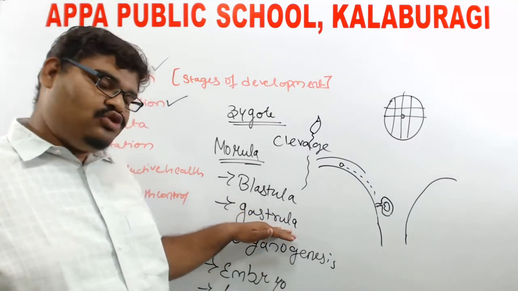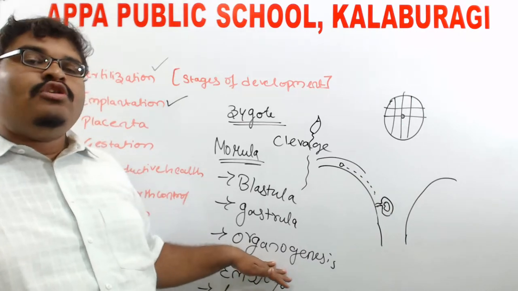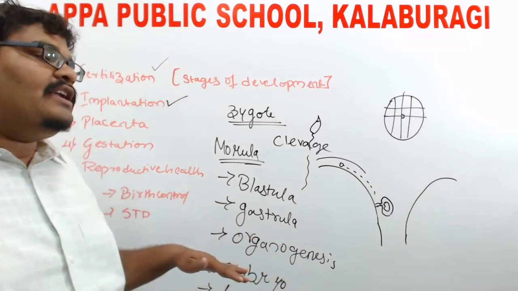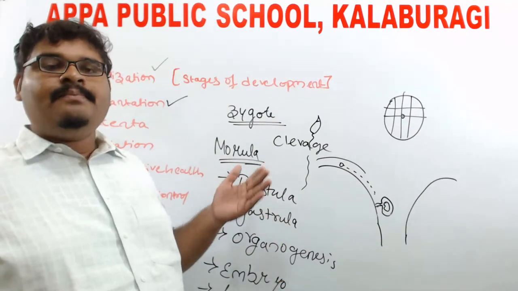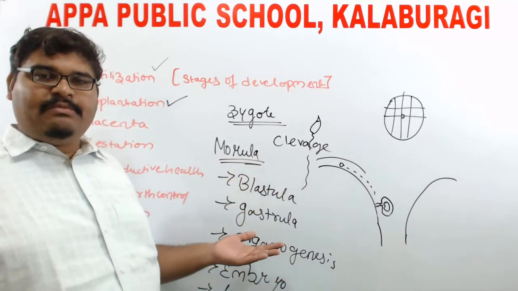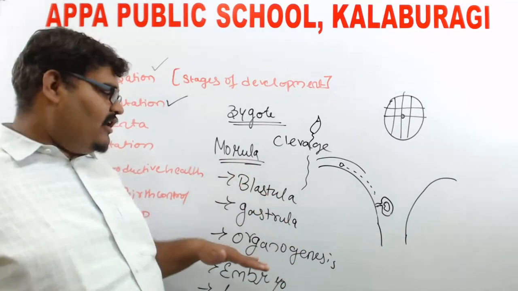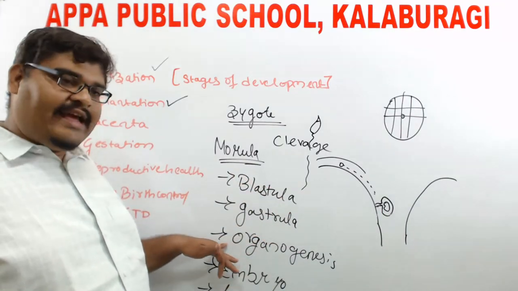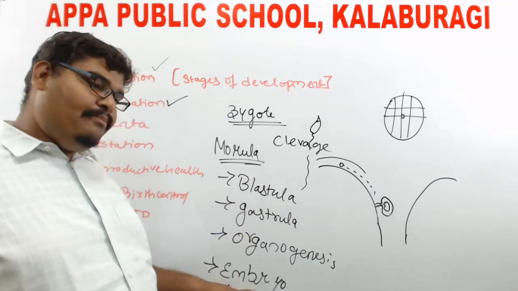Then after this gastrula stage, organogenesis takes place. Organogenesis means formation of the vital organs within your body, like your brain, your heart, liver, kidney, lungs. So all these organs are developed after gastrulation, okay, it is organogenesis. And after organogenesis, it is now called the embryo.